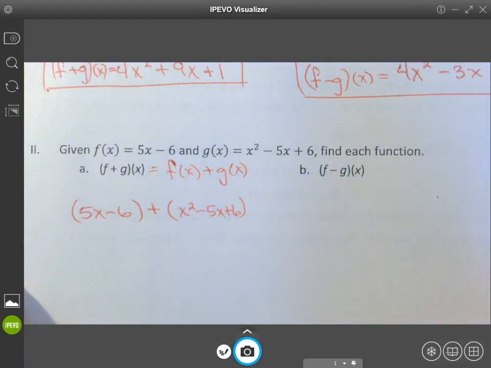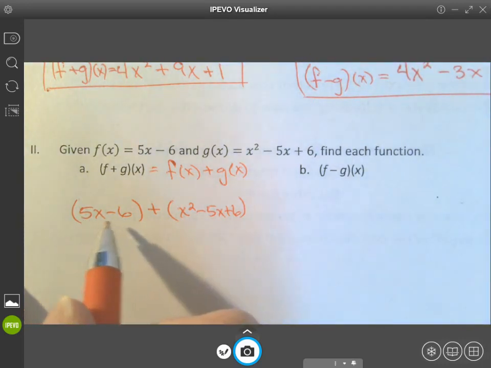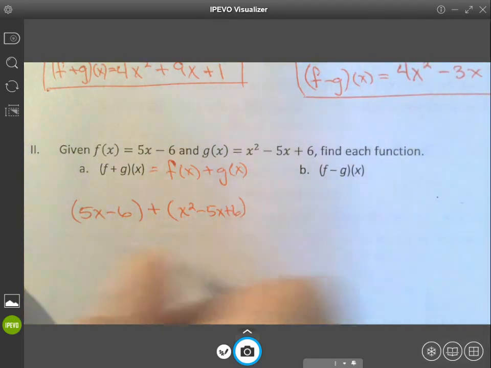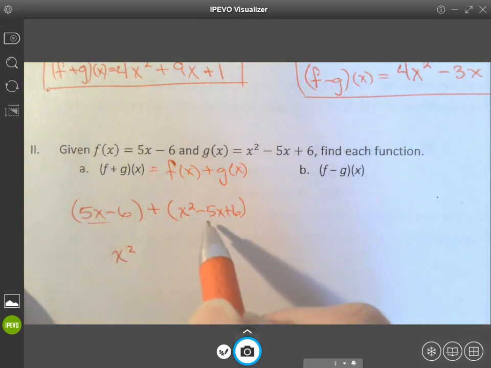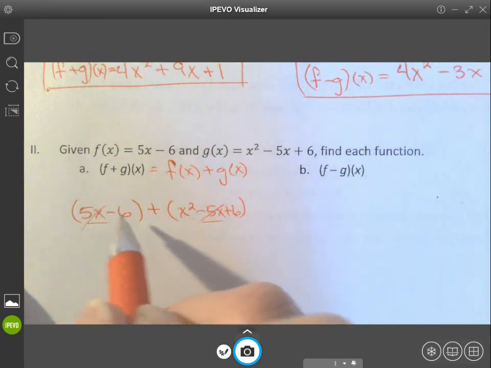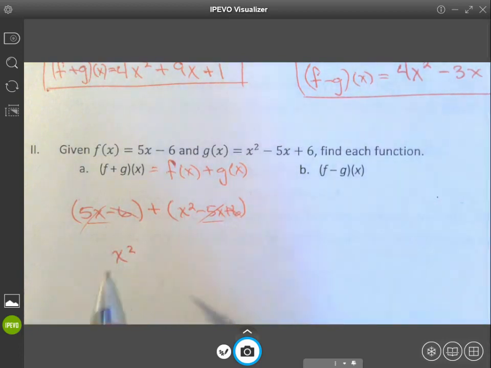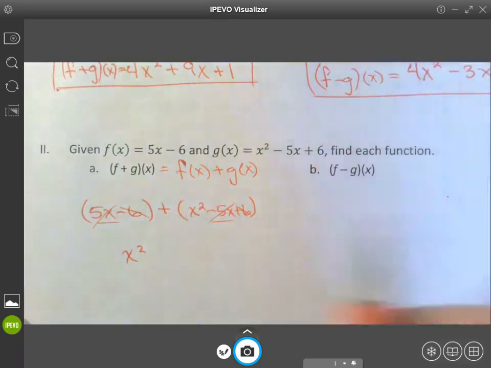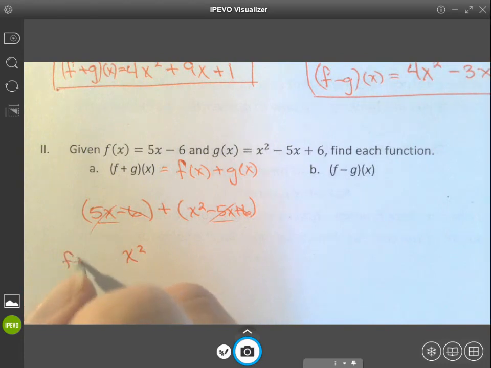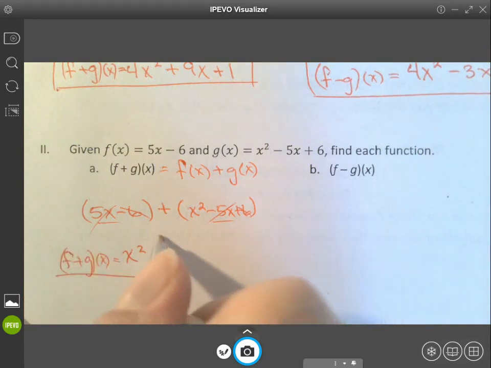Okay, when I go to add like terms, I do want it in standard form, right? So the highest degree out of all these, since there's nothing to distribute, is x squared. But when I went to put the 5x and negative 5x together, they cancel, and so did the constant. So my answer is just x squared. So f plus g of x equals x squared.